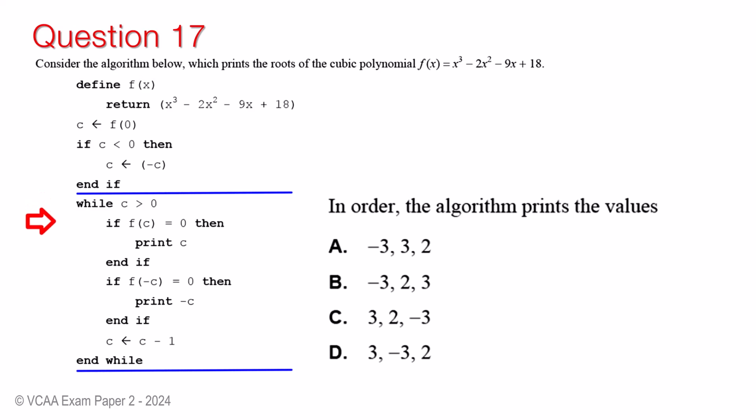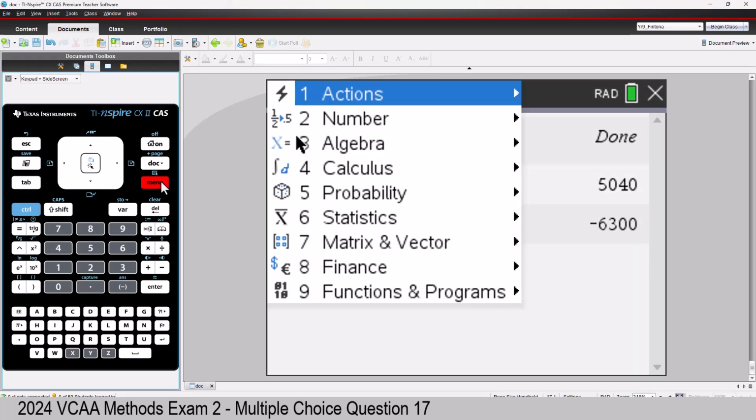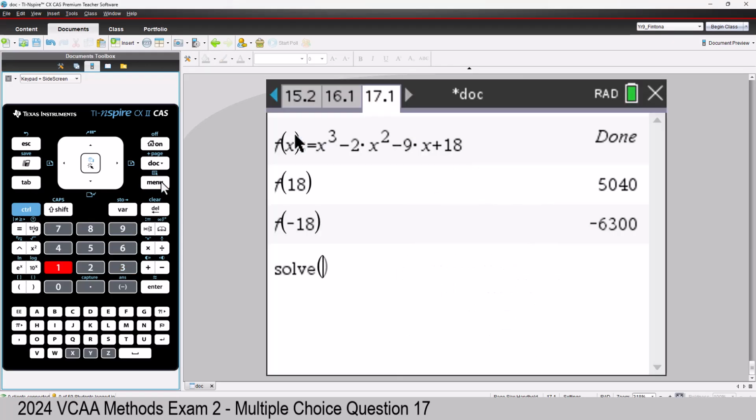The if statements will only be true when f of C equals 0, or f of negative C will equal 0. So, it will be helpful to find the roots of f of x. If we solve f of x equal to 0, we get negative 3, 2 and 3, which we could have assumed by the answers, I guess.